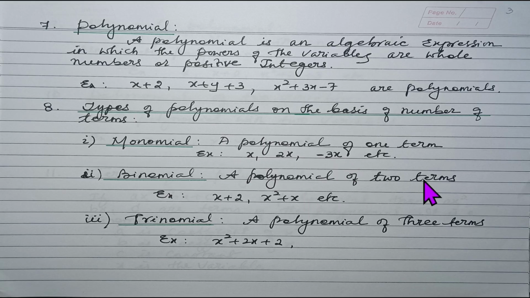A binomial is a polynomial of two terms because there are two terms here, x plus 2, x is one term, 2 is another term. Similarly, x square plus x is also a binomial. Then we have a trinomial, in which a polynomial has three terms. We have three terms here in the example, x square plus 2x plus 2, that is x square is one term, 2x is another term, and 2 is the third term, and therefore it is a trinomial. So please remember that.